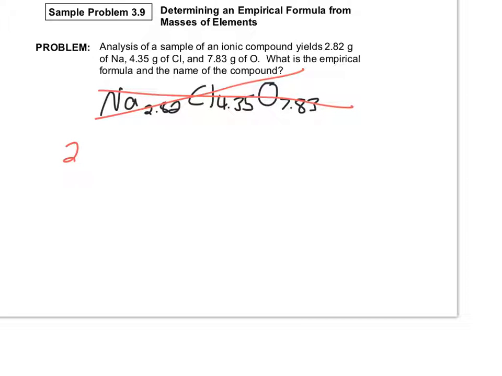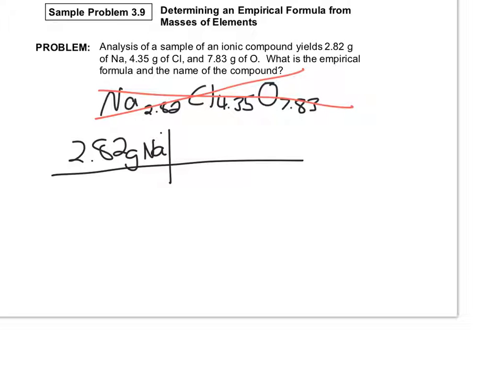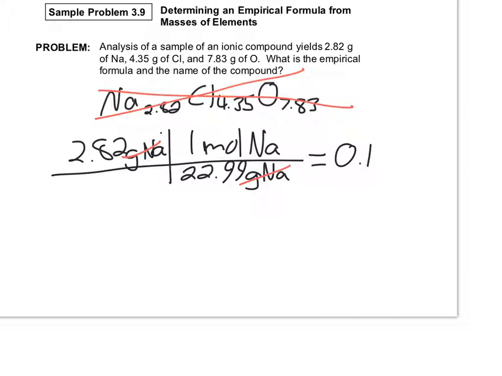I know I've got 2.82 grams of sodium, and the molar mass of sodium is 22.99 grams of sodium in 1 mole of sodium, and I got that directly from the periodic table. And so I'm doing a conversion here so that I can get moles so that we can figure out the empirical formula. So I've got 2.82 divided by 22.99 equals, so I know I've got 0.123 moles of sodium.